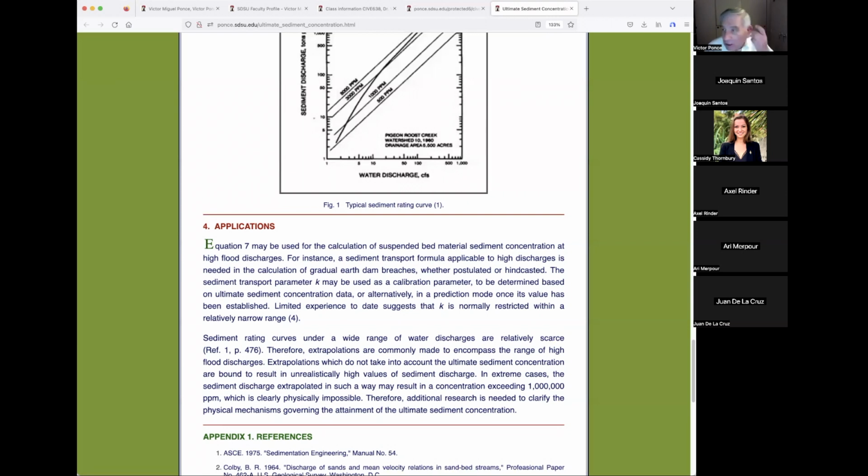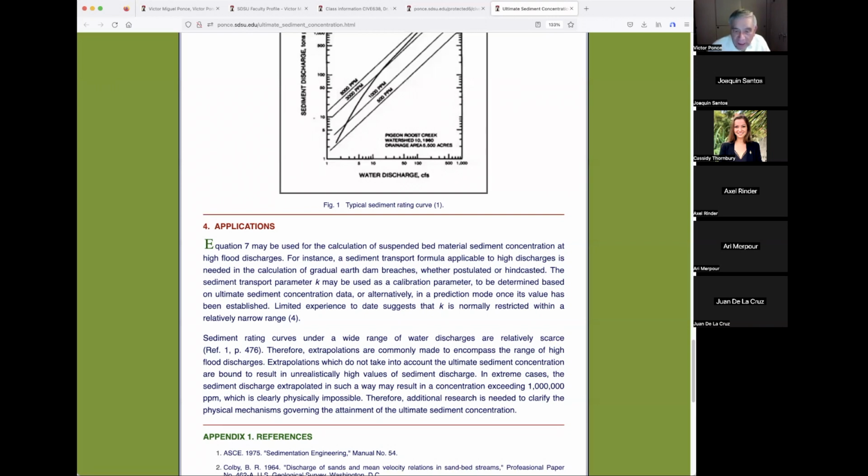But if you do this calculation and extrapolation without paying attention to what we're saying in here, which is all we're doing is regurgitating what was said in the Vanoni manual, then you'd have to consider that this thing is going to decrease. Later, next time we meet, which will be next Thursday, I'm going to tell you the secrets of why it is that way. Why is it that sediment concentration has to have an ultimate value?